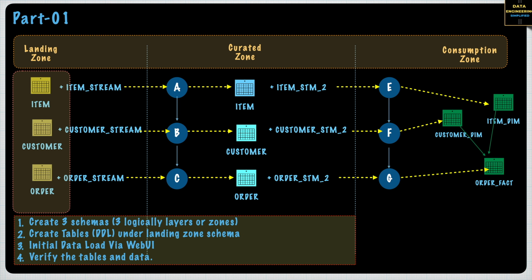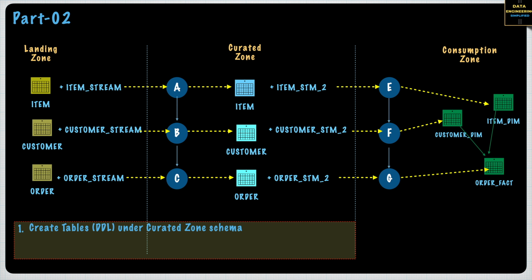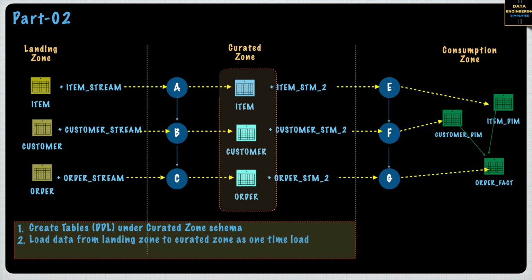So we have completed the part 1 exercise. Data is loaded into the landing zone schema, and item, customer, and order tables are populated with the history load. In part 2, we will create tables under the curated zone and load the data from the landing zone to the curated zone as a one-time load. We will verify the tables and data in the curated zone.